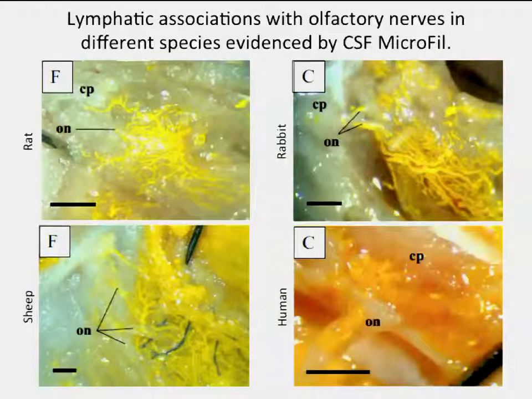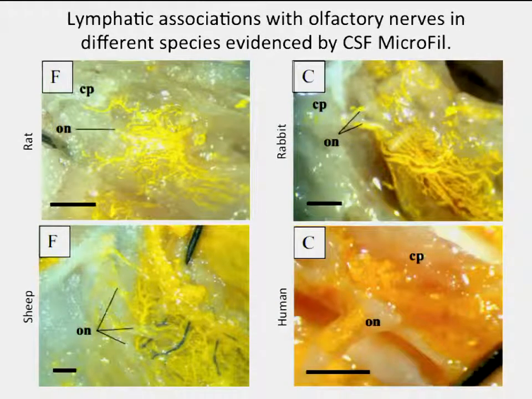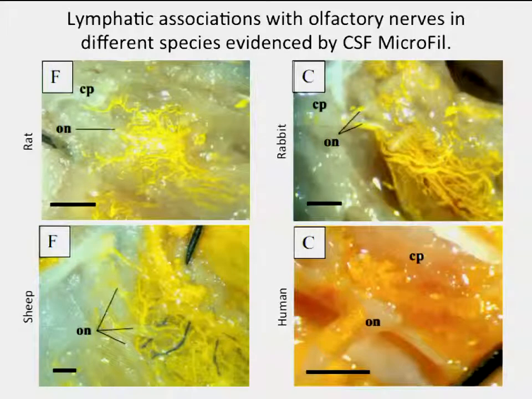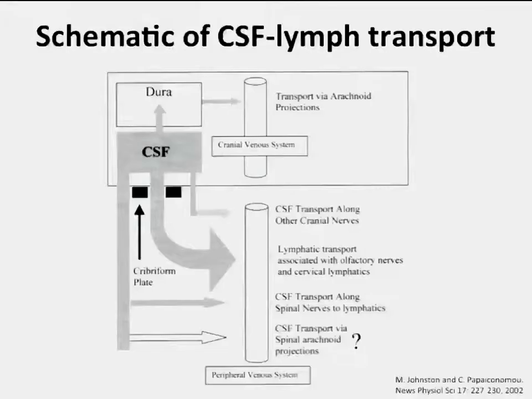And here's an example in rat, rabbit, sheep, and human of the extensive lymphatic microfill. These were microfill injected into the ventricles and then taken after death, and even shortly after death, looking at all the lymphatic vessels that are extensively associated with the olfactory nerves right below the cribriform plate. Also, all this yellow are lymphatic vessels that have taken up a dye injected into the CSF. So it has a very, very high prevalence of importance.